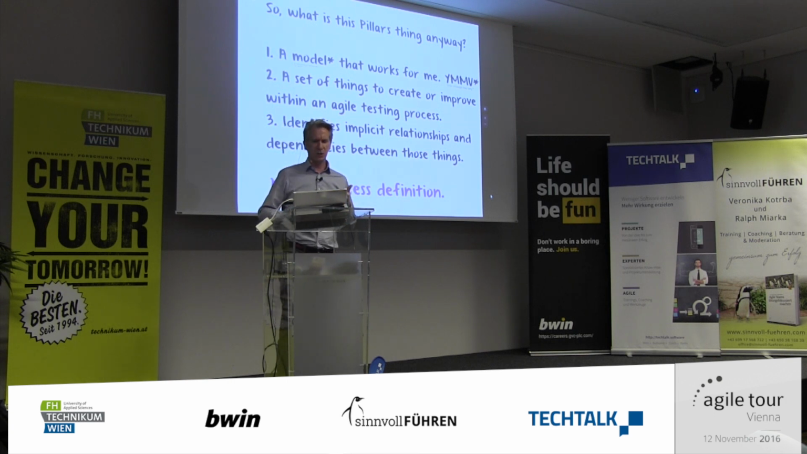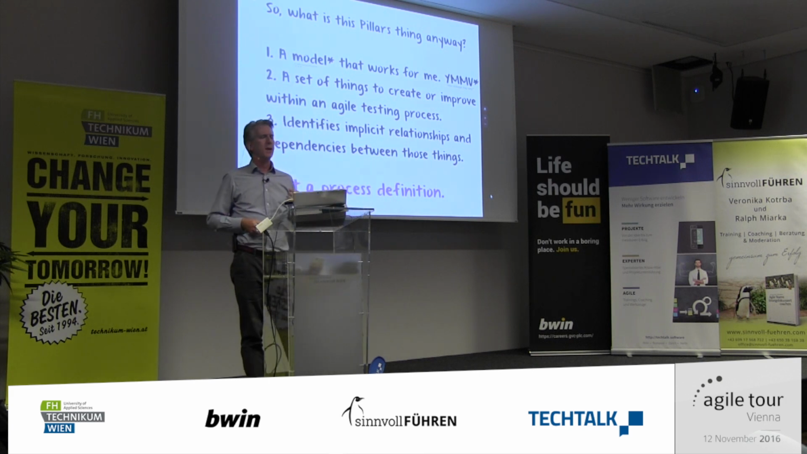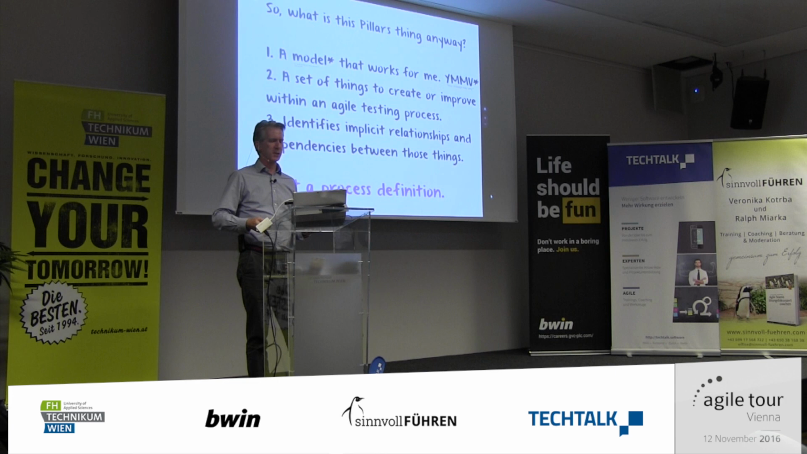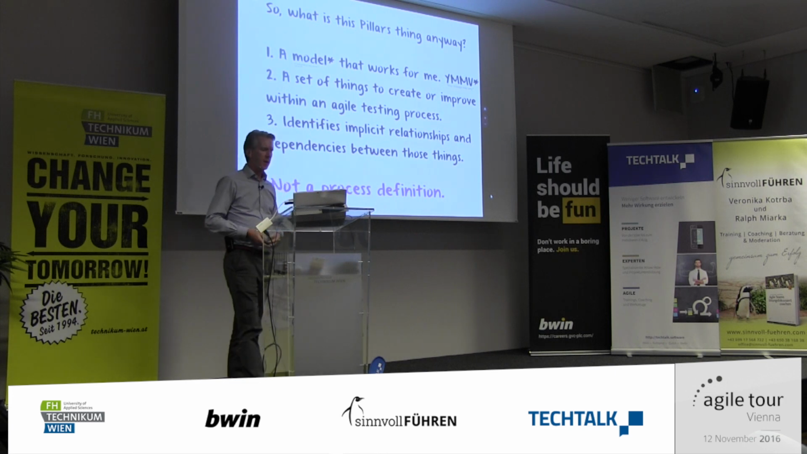The model represents a set of things that you can create or improve within your Agile testing process. I've given you a preview of what the four are, but perhaps most importantly, this is where the value of the model comes. It also looks at what are the implicit relationships and dependencies between things that might prevent you from being able to improve those things. But it's not a process definition, okay? This is not a step one, do this, step two, do that. That's your Agile testing done. It's really a way of helping you examine the success of Agile in your organization.